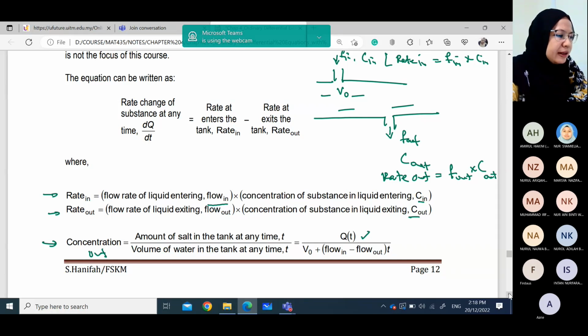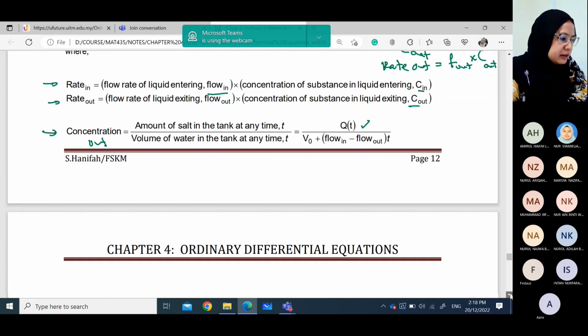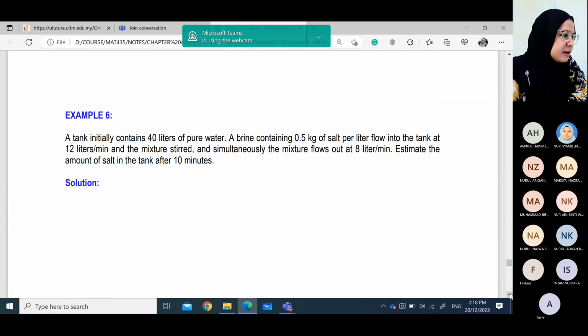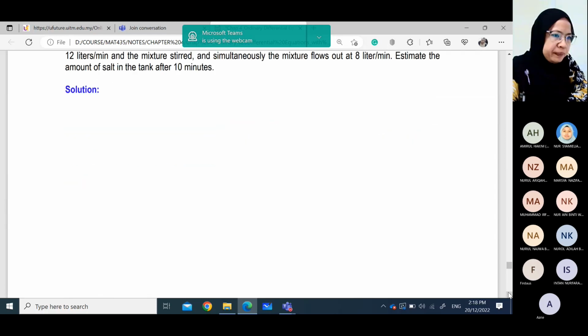Group dalam web ada soalan? Tak ada ya? Okay, so kalau tak ada kita tengok contoh. Okay, so we look at this example, example 6.